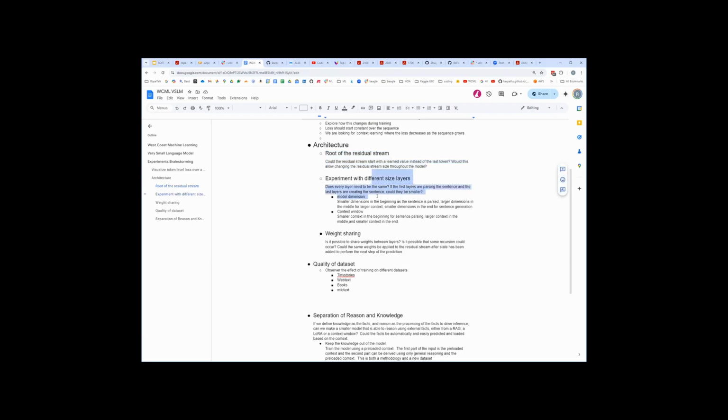Experimenting with different sizes of layers. Why is it that all the layers have exactly the same size? The model dimension is the same. The context window is the same. The size of the MLP and the QV are all the same. And why is that?